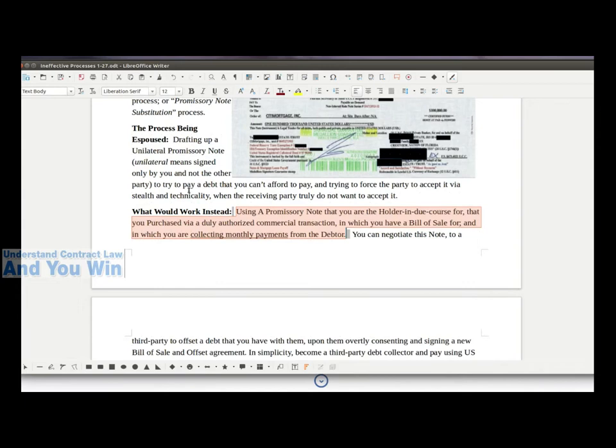So if you prove through your actions that you are honoring the agreement, that helps to validate the contract and the instrument itself.